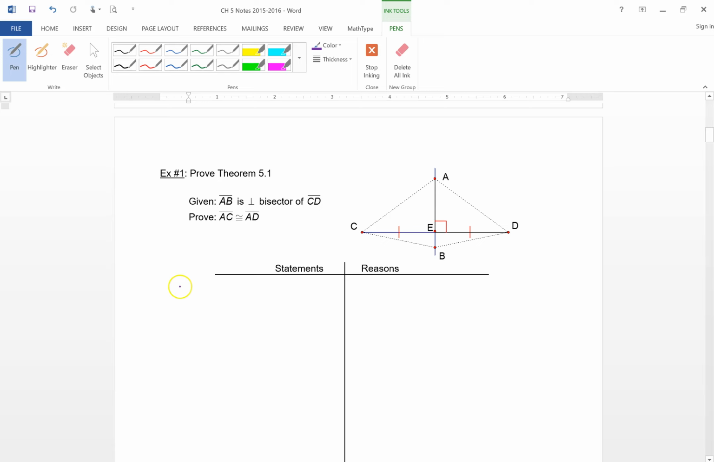So what we are told to start off with is that segment AB is the perpendicular bisector of segment CD.